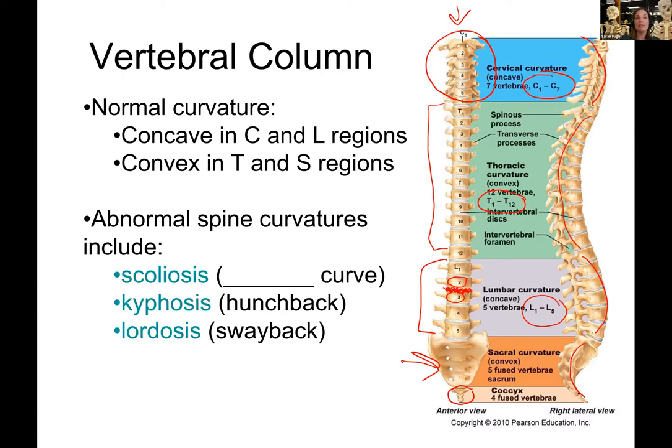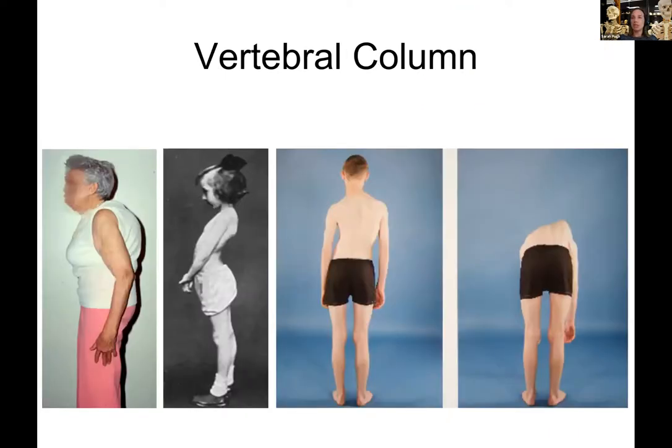But we also have some abnormal curvatures, right? One of them is scoliosis. Scoliosis is an abnormal lateral curve. That means if you are looking at someone from the front, instead of the vertebrae being nice and straight, they'll curve to the side. So they'll have a lateral curve to them. Let me show you a picture. The two images on the right, this one and this one, this is scoliosis, an abnormal lateral curve.